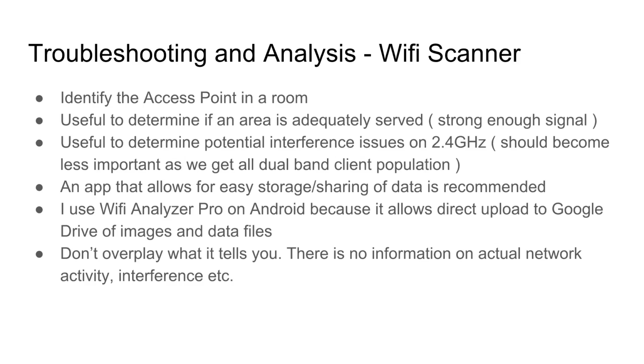What can you use the scanner for? First thing, if you want to actually identify the access point in a room, because in some instances we may not be able to actually know without your assistance. And also, if you're wanting to escalate a problem with a particular room, what you're going to do is turn on your Wi-Fi scanner and walk right up underneath the particular access point, and that will become very clearly the strongest signal on your screen.